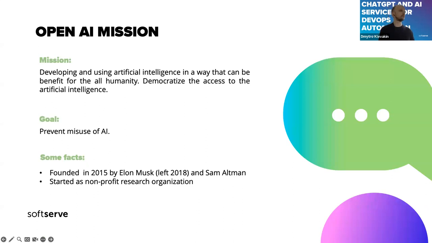Real quick about what's OpenAI. OpenAI was founded, launched by Elon Musk and Sam Altman, and Elon Musk already left this company. It was launched as a non-profit research organization, and the goal of this organization was to prevent misuse of AI services. And actually, this is a mission to democratize access to artificial intelligence, to make artificial intelligence services publicly available for all of the people across the world. So pretty good mission, as for me. And currently we have ChatGPT and other AI services, and we can use them.